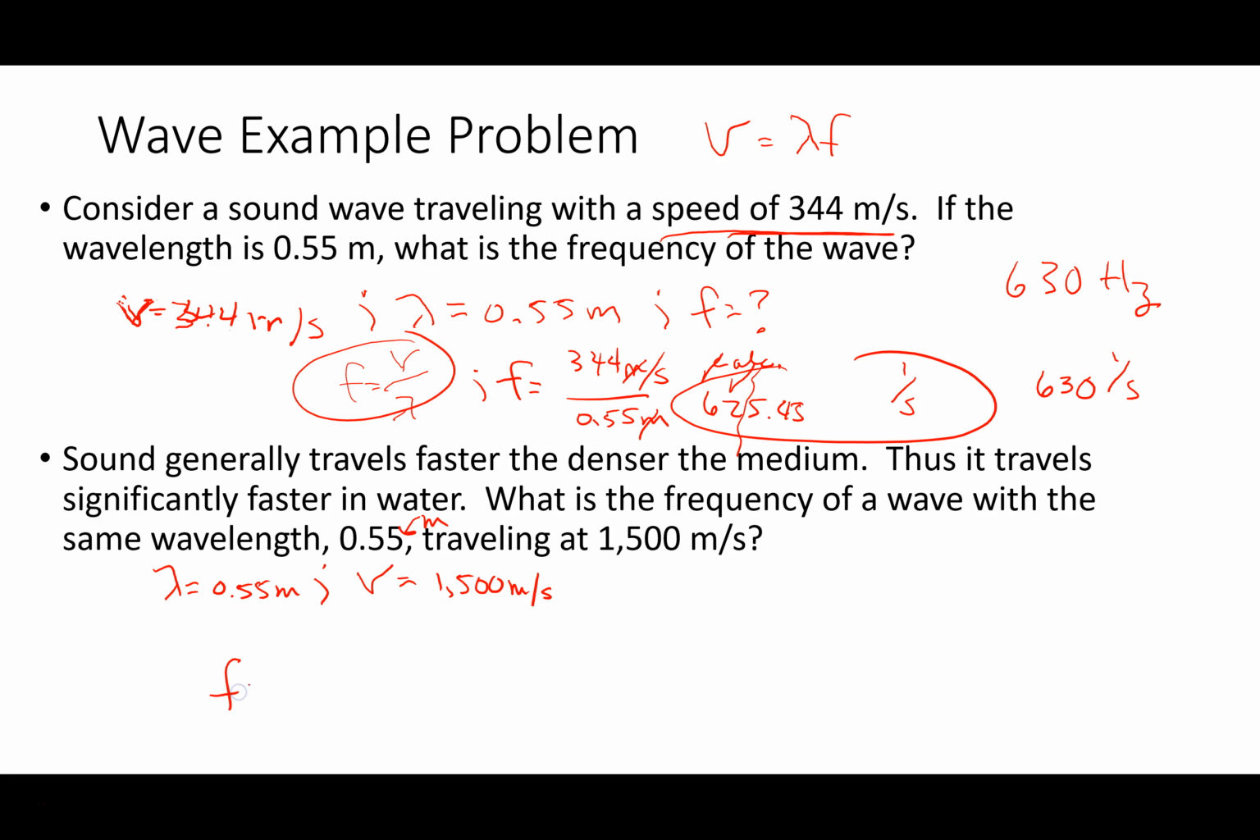So frequency is equal to, we said, velocity over wavelength. Now we have 1,500 meters per second on top, and on the bottom we still have that 0.55 meters. Our meters cancel. We have units of per second, which is the same as hertz. We take 1,500 divided by 0.55.